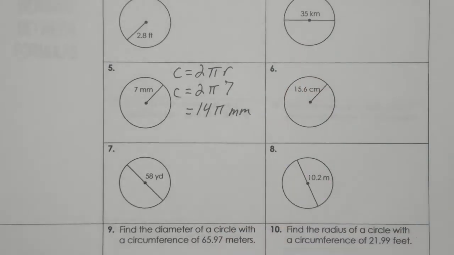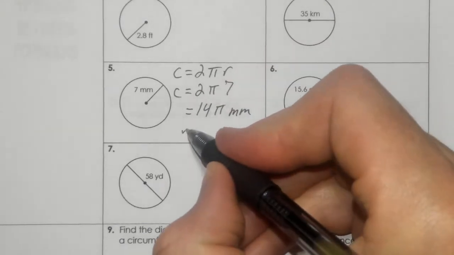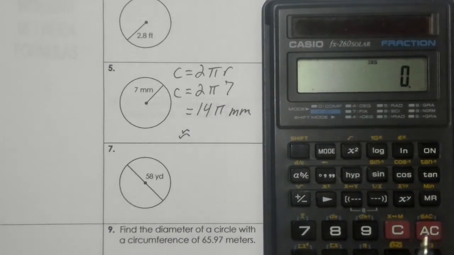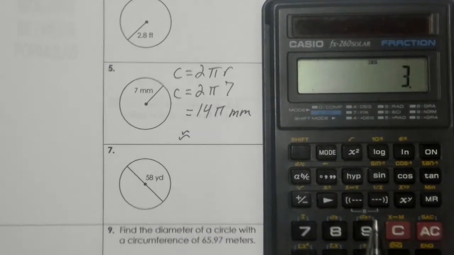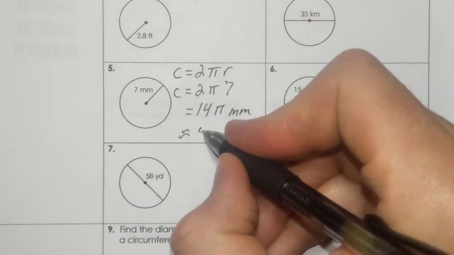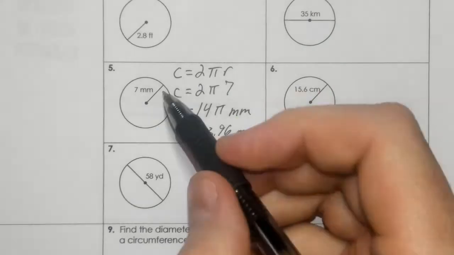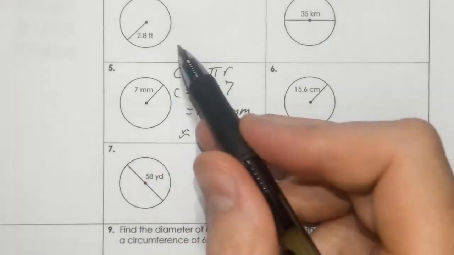millimeters. Now this is not millimeters squared. That's only for area, because area is a 2D measurement and circumference is a 1D measurement. So it's just 14 pi millimeters. But I also want an answer that's without pi. So I'm going to type in 14 times 3.14 and I get approximately 43.96 millimeters is the circumference, or the distance around that circle.